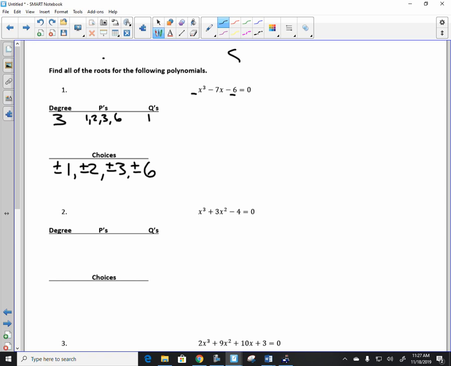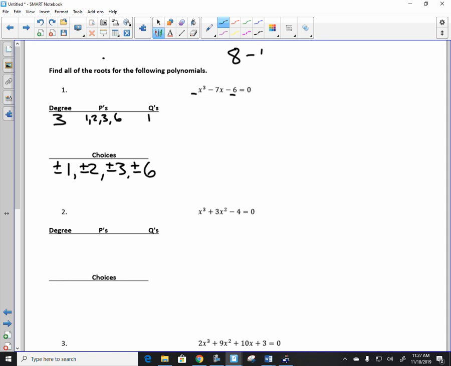2 cubed is 8 minus 7 times 2 is 14 minus 6. Does that give me 0? It does not give me 0, does it? 8 minus 14 is negative 6. Minus 6 is negative 12. So 2 didn't work. Sorry, Garrett. Somebody else give me another option.